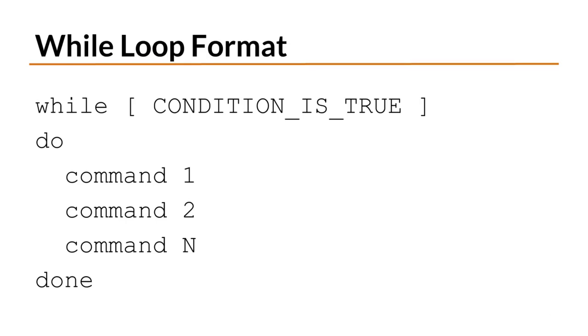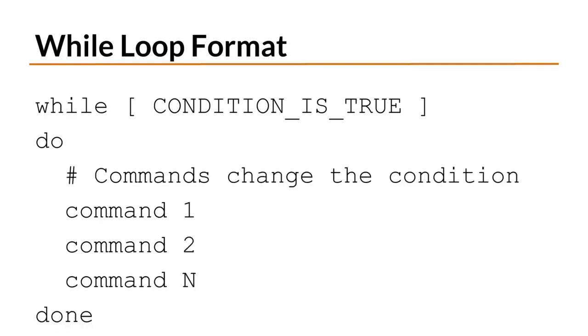If the command succeeds and returns a 0 exit status, then the while loop will continue. When the command fails and returns a non-zero exit status, the condition is false and the while loop stops. If the condition is never true, then the commands inside the while loop are never executed.